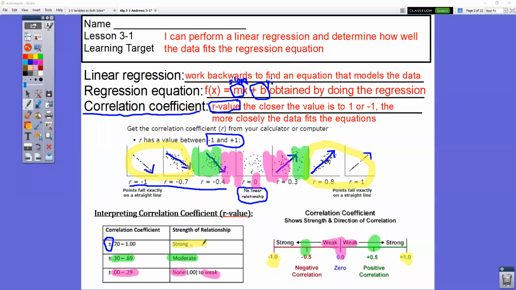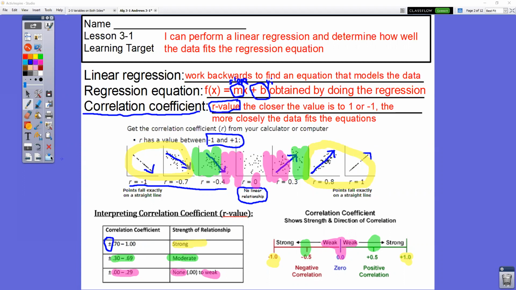Now 0.97 would fall into this range where it would be strong. And 0.97 is definitely very, very close to 1. That's saying that the data is forming a straight line going up. So that's really, really close.